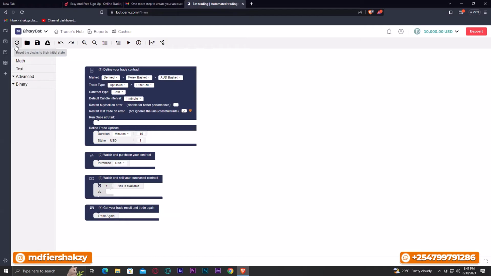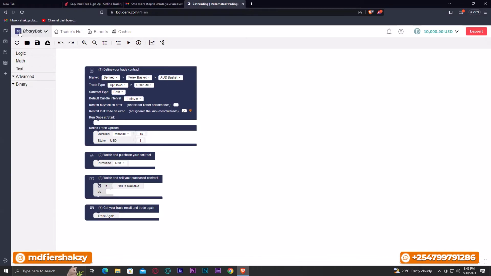This circle that has arrows is the refresh button. I want to refresh everything on this screen. That is the refresh button. The next one is load new blocks. If I want to load a bot, my binary bot, I will come here, load blocks. I will load a bot here, and we will see how our bot looks for the new guys.